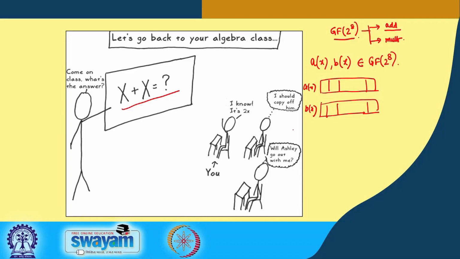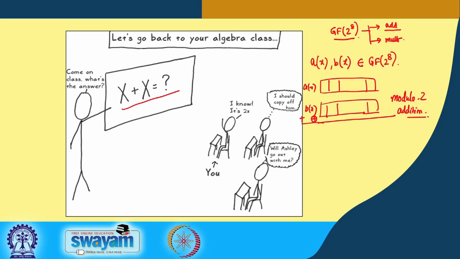Now I want to define the operation Ax plus Bx in GF(2^8). The way to do that is by doing a bit by bit modulo 2 addition. If you do it bit by bit, it turns out that this is nothing but an XOR operation.